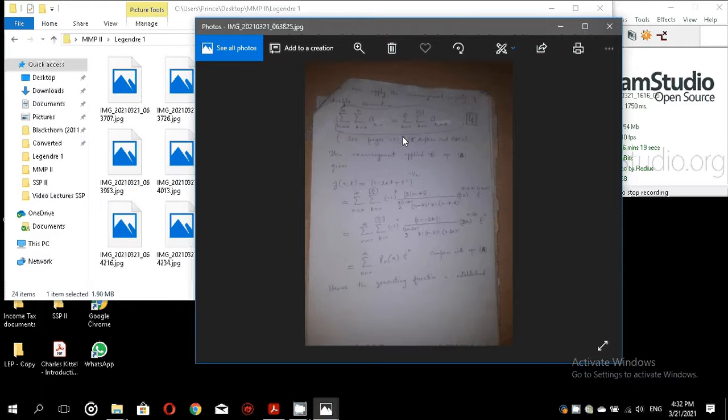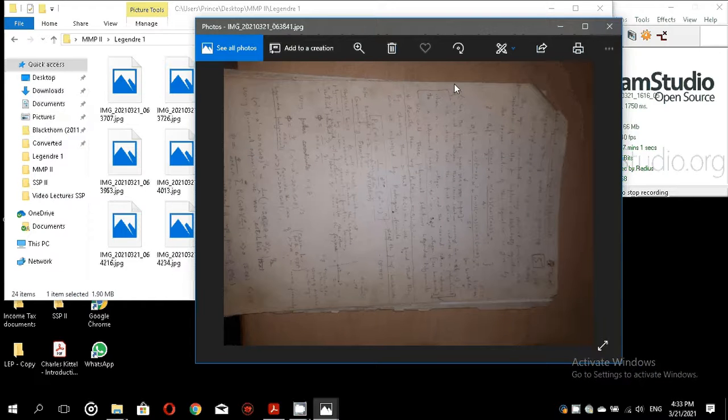You can see the rest of the steps to reach this expression, that g of x,t, 1 minus 2xt plus t square power minus half, is equal to the summation of Pnx into t power n. So this turns out to be the generating function for Legendre polynomials, because this single function contains all the Legendre polynomials, as you can see here. Okay, now going to the next page, which is this one.